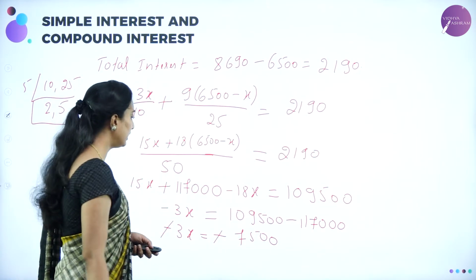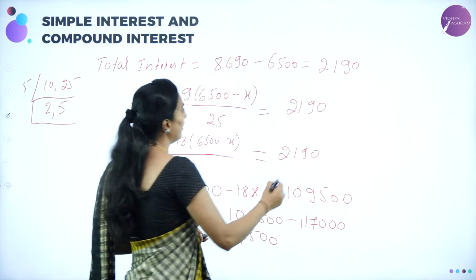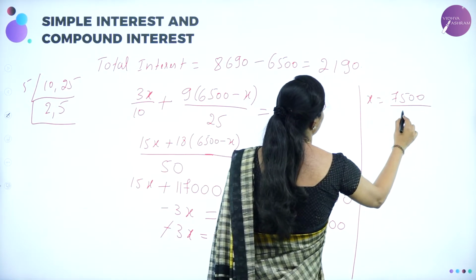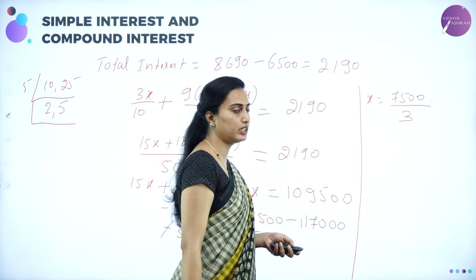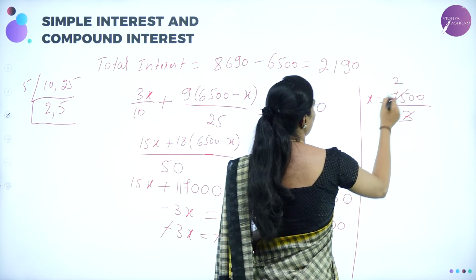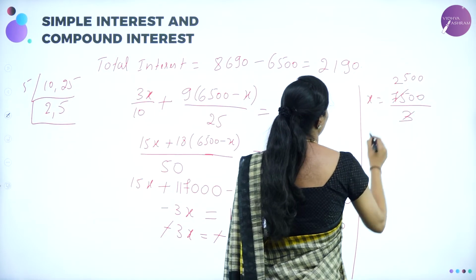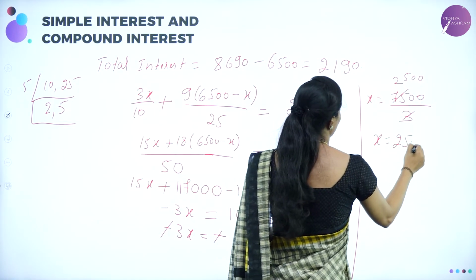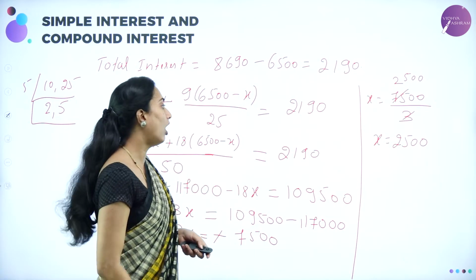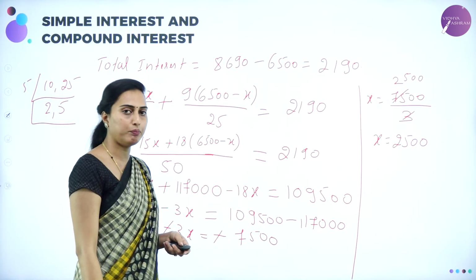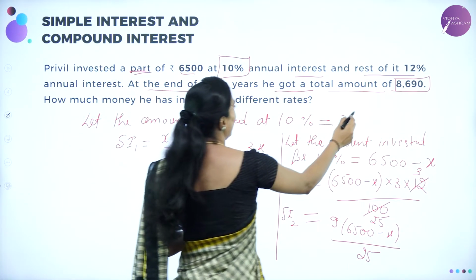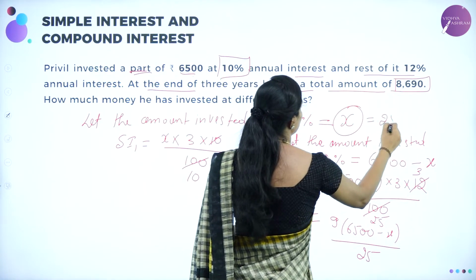So minus minus will get cancelled. You are going to have x equal to 7,500 divided by 3. 3 2s are 6, correct? 3 5s are 15, right? X will be equal to 2,500. That is the value we can calculate. So the amount invested at 10% is 2,500. We have taken the same amount invested as X, and X we have calculated is 2,500.